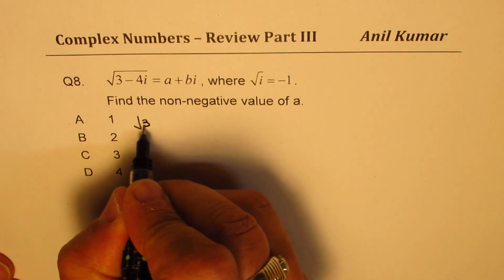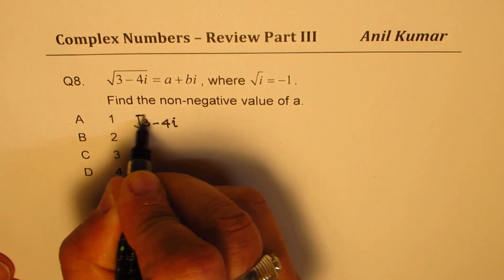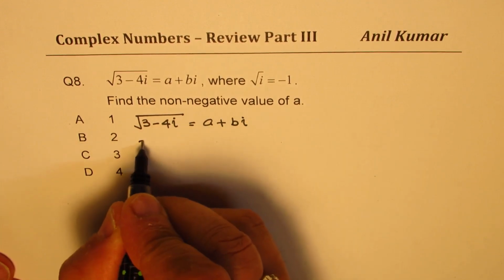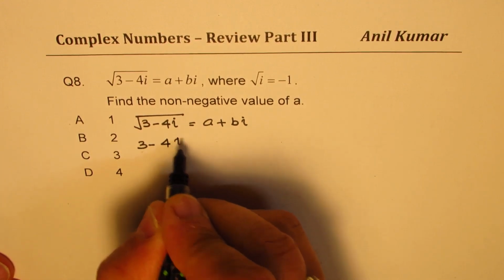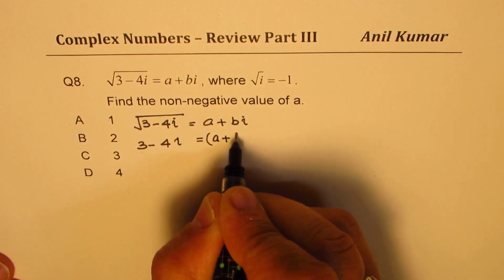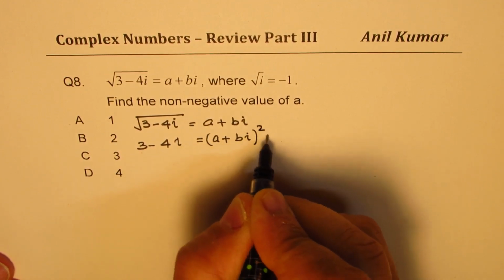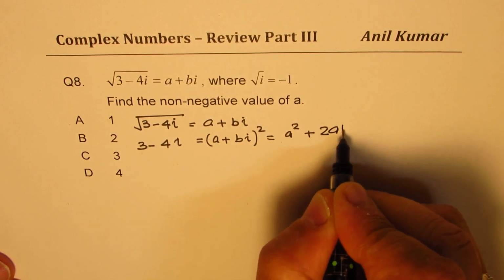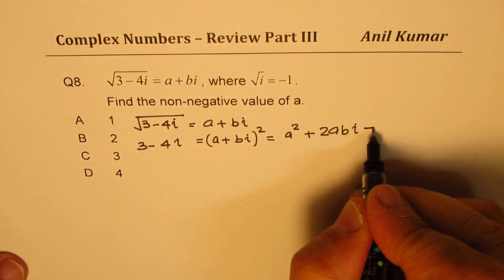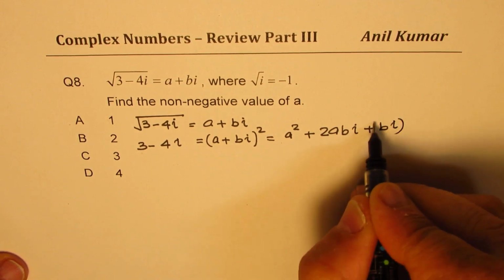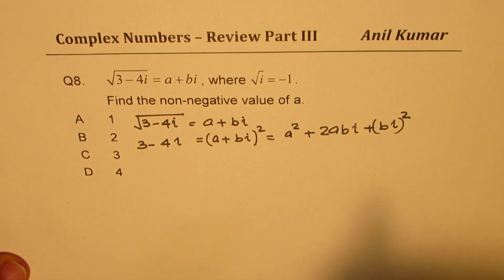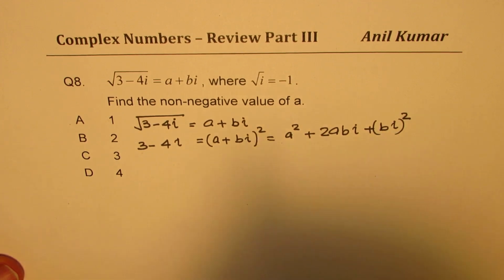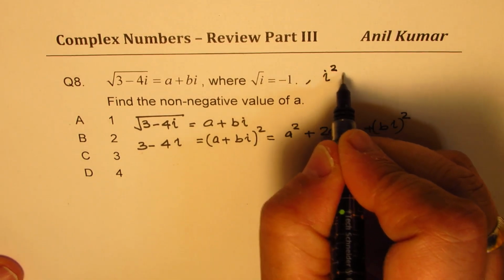So we are given the square root of 3 minus 4i equals a plus bi. Let us square both sides. We get 3 minus 4i equals (a plus bi) whole squared. Now that could be written as a squared plus 2abi plus (bi) squared, correct? Now (bi) squared is negative b squared since i squared is minus 1.